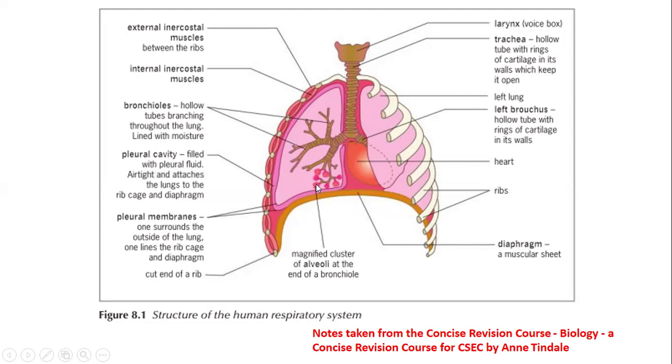So we look at, this is the alveoli, right? We look at the pleural membrane, which surrounds the lungs, right? Outside the lungs is the pleural cavity, which is filled with pleural fluid, airtight, and attaches the lungs to the rib cage and the diaphragm. So let's make sure we can label all of these. The bronchioles, a hollow tube branching throughout the lungs, lined with moisture, the internal intercostal muscle, and the external intercostal muscle, guys. So ensure we can label these diagrams well.